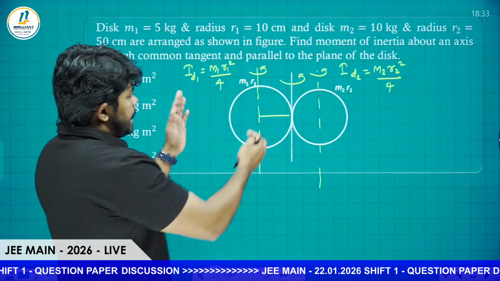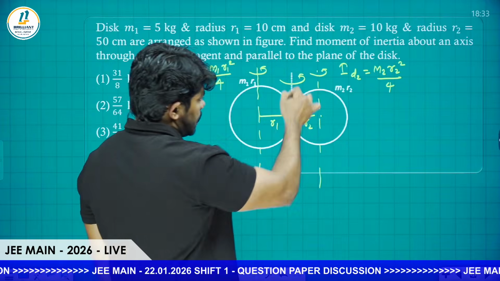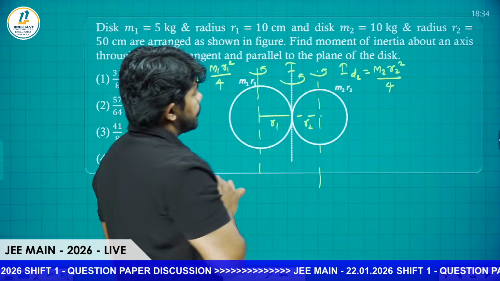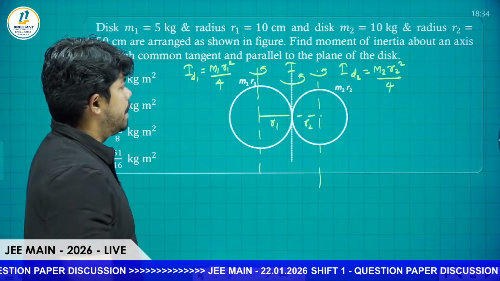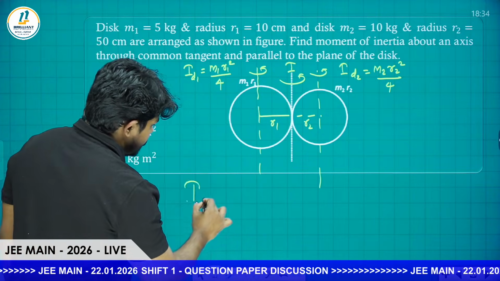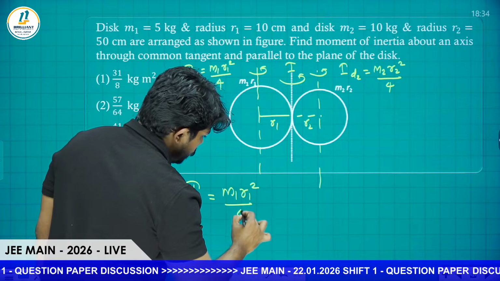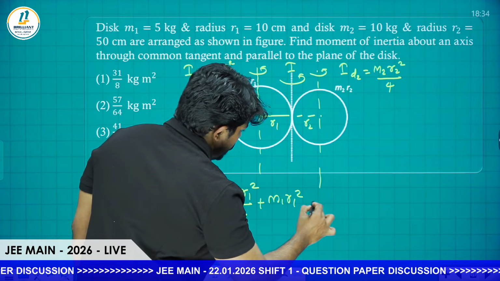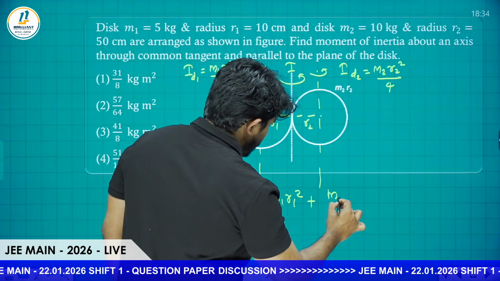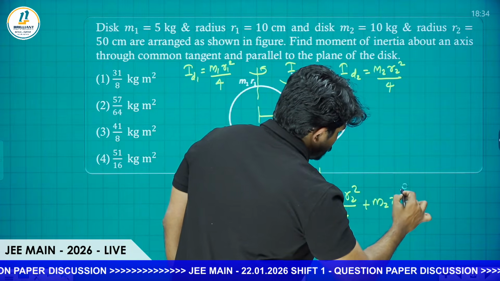Now these 2 axes are at distances r1 and r2 from the corresponding tangent, where we have to find the moment of inertia. How can we do that? We can apply the parallel axis theorem. So the total moment of inertia about the tangent will be equal to m1 r1 square by 4 plus m1 r1 square, this is the first part for the first disk, plus m2 r2 square by 4 plus m2 r2 square.